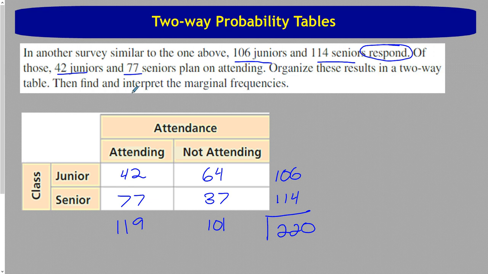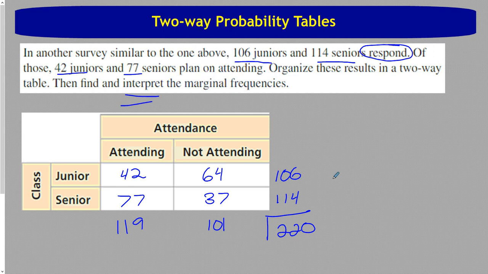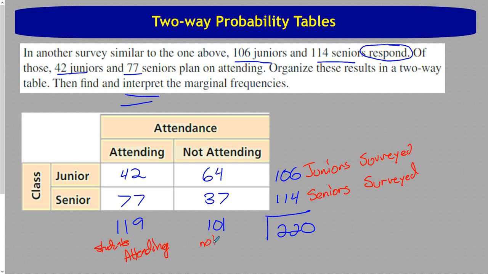So in terms of interpreting the marginal frequencies, this is 106 juniors surveyed. This is 114 seniors surveyed. This is 119 students attending, at least from juniors and seniors, and 101 not attending.